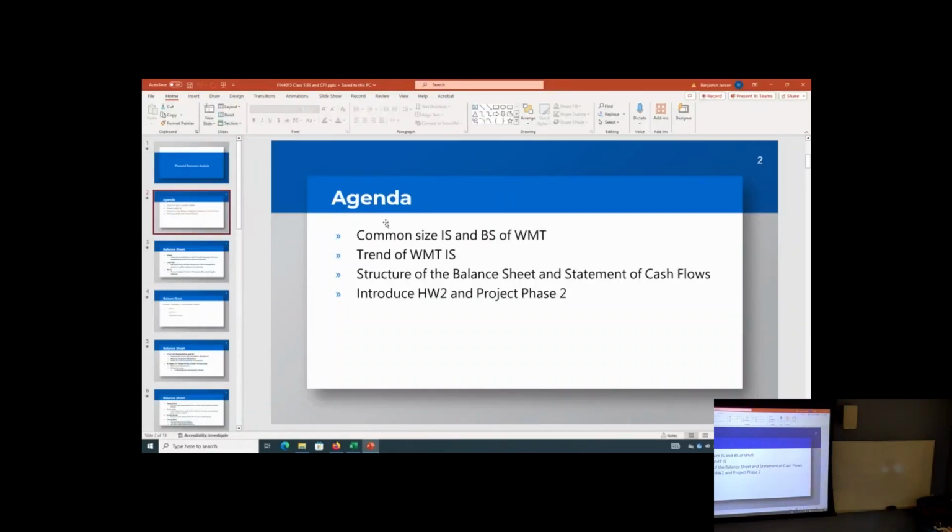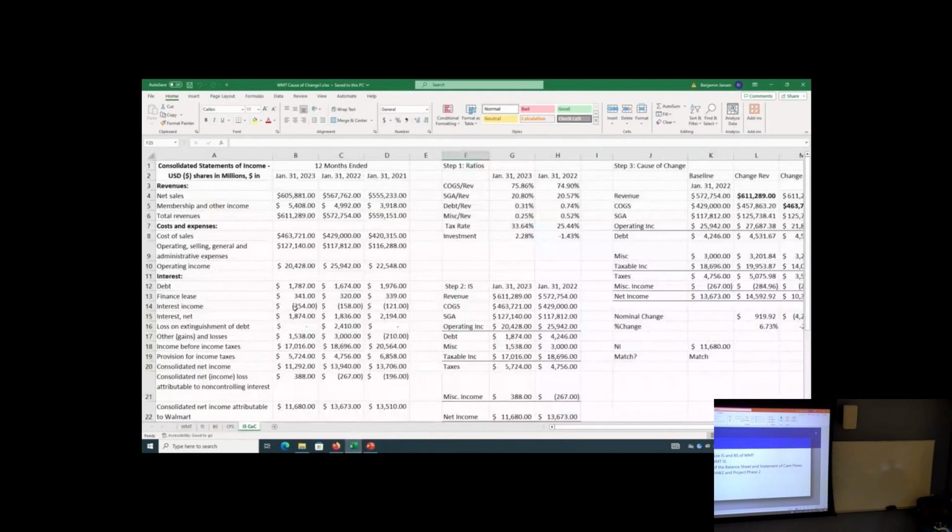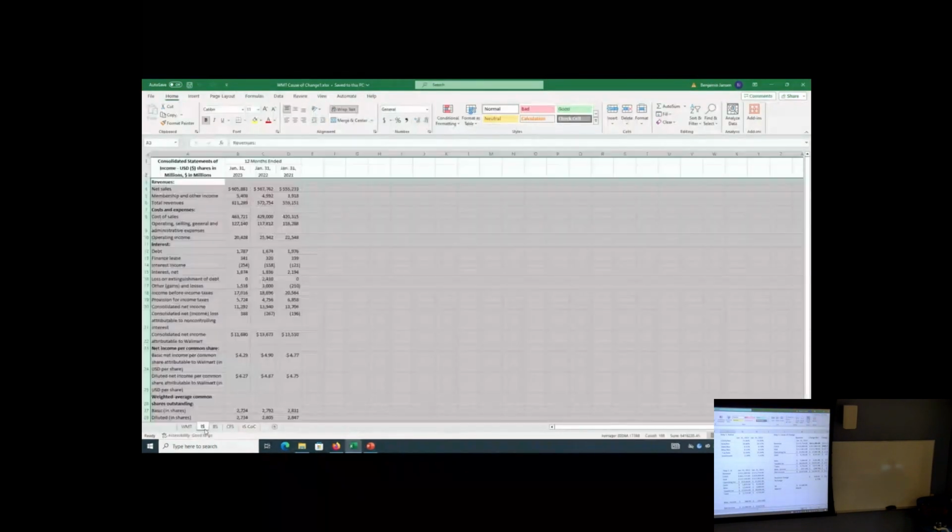So today we're going to focus on putting together a common size income statement and balance sheet for Walmart, and then also looking at a trend statement for Walmart. Maybe we'll introduce a little bit more about the balance sheet, but this is going to be our focus today. All right, so I updated the Walmart spreadsheet that was saved to the D2L shell.